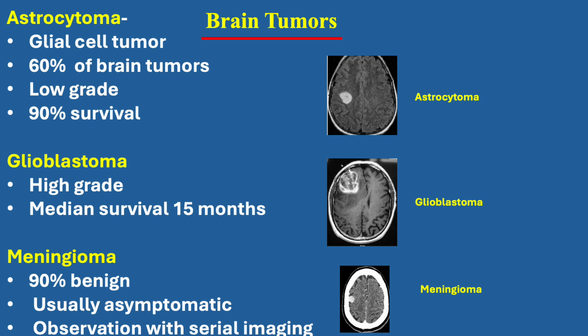Glioblastoma multiforme comprises glioma's most malignant and pervasive subtype and is the most common primary brain tumor in adults, accounting for 45% of primary malignant brain and central nervous system tumors. It remains an incurable disease, with a median survival of 15 months.